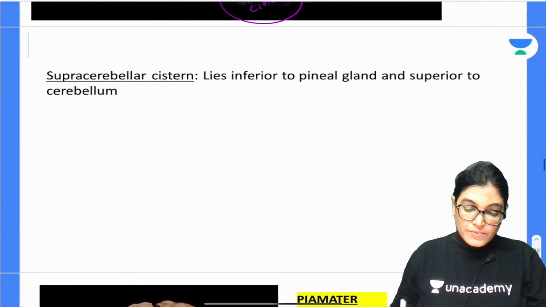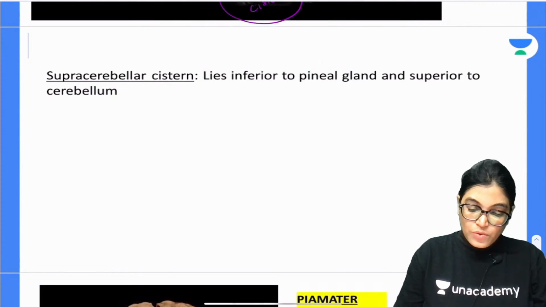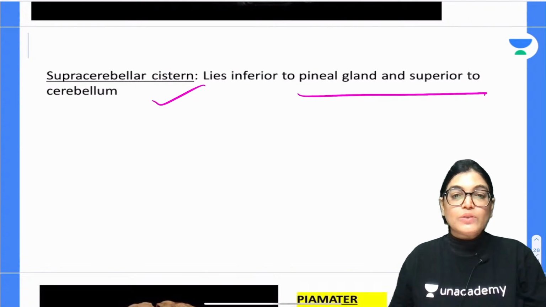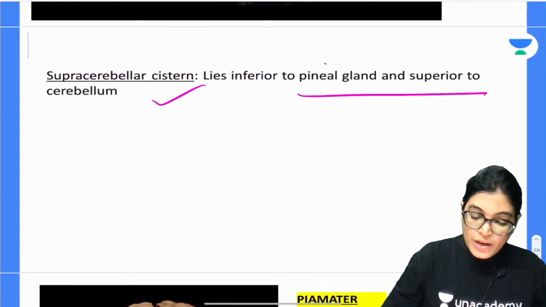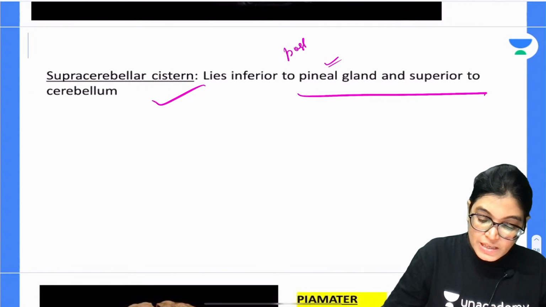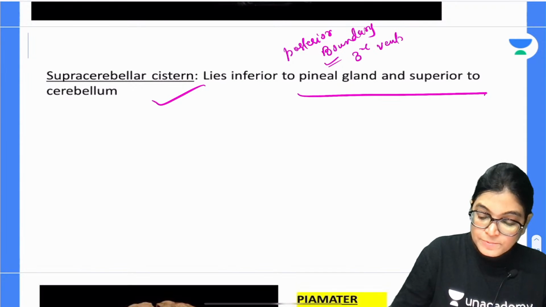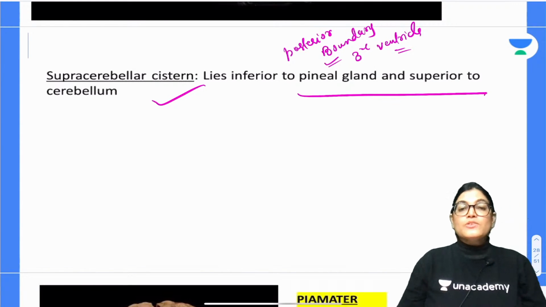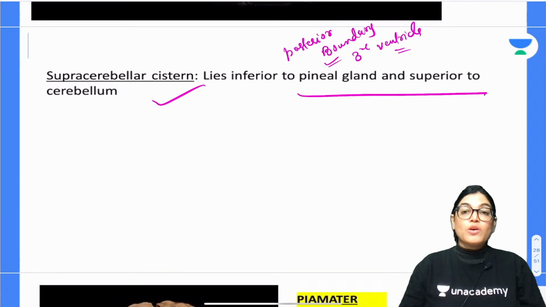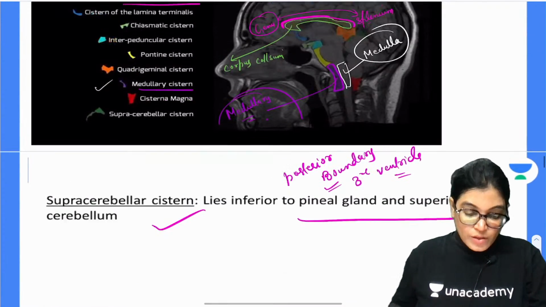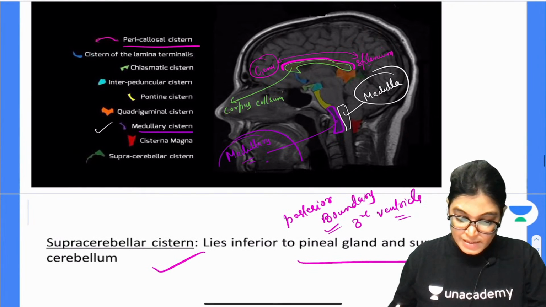There is one more cistern I would like to explain. This is a small cistern, the supracerebellar cistern. It lies inferior to the pineal gland. You have already seen that in the posterior boundary of the third ventricle, we have the pineal gland. So, just inferior to the pineal gland, we have the supracerebellar cistern. Let me show you the supracerebellar cistern.